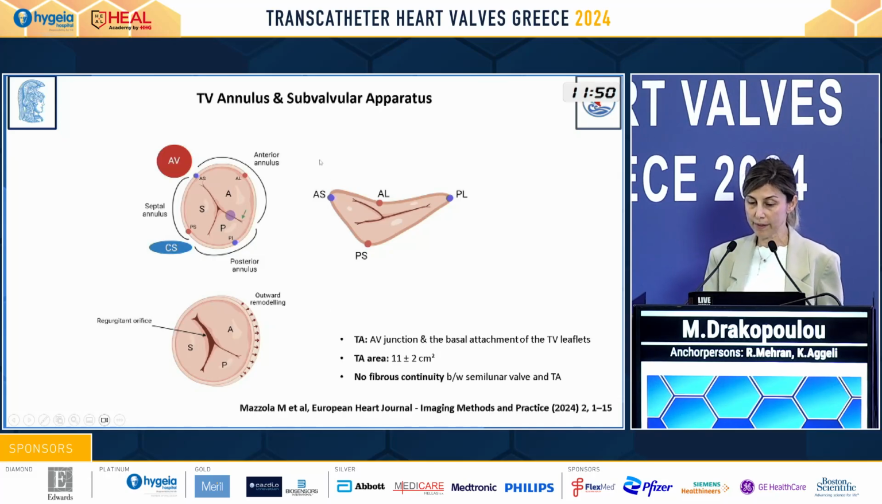When we go to see the tricuspid valve as a 3D structure, we know that the superior points are the anteroseptal and the posterolateral, whereas the inferior points are the anterolateral and the posteroseptal.